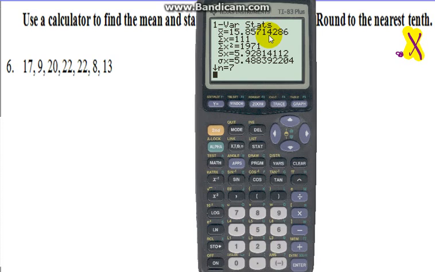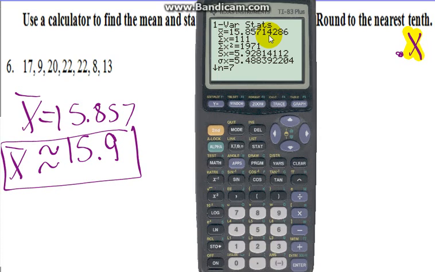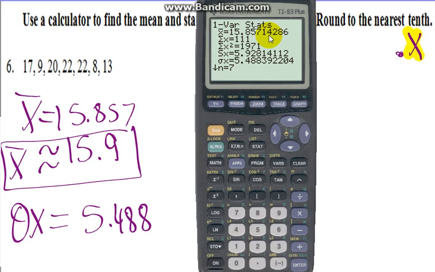So my mean is 15.857, said 1/10, so 0.857 rounds up to 15.9. So there's my mean, and my standard deviation is the sigma x down there next to the last line, which is equal to 5.488. Well, to round to 1 decimal place, it's going to have to go to 5.5. So sigma, or standard deviation, is about 5.5.